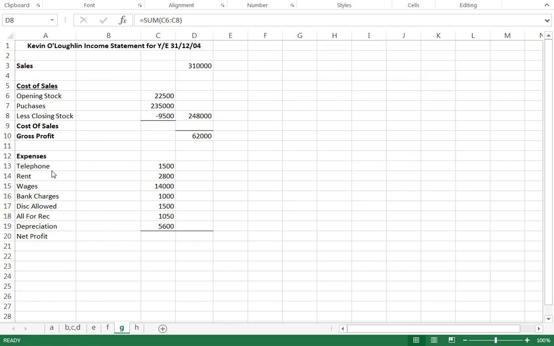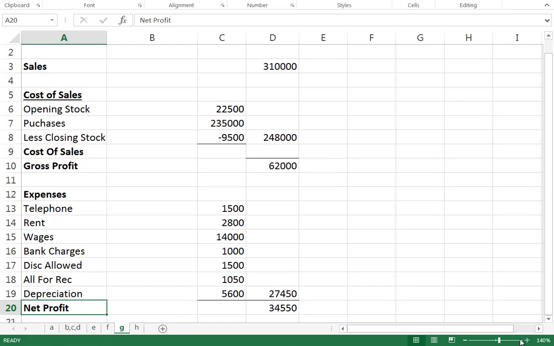Okay, and then finally down here I'm going to total my expenses. Have I got all of my expenses here? Now I have. I'm going to total those. That comes to 27450, and therefore my net profit is equal to 62,000 minus 27450 gives me 34550 as my net profit. Okay, that's my net profit. Make that a little bit bigger so that you can see it.